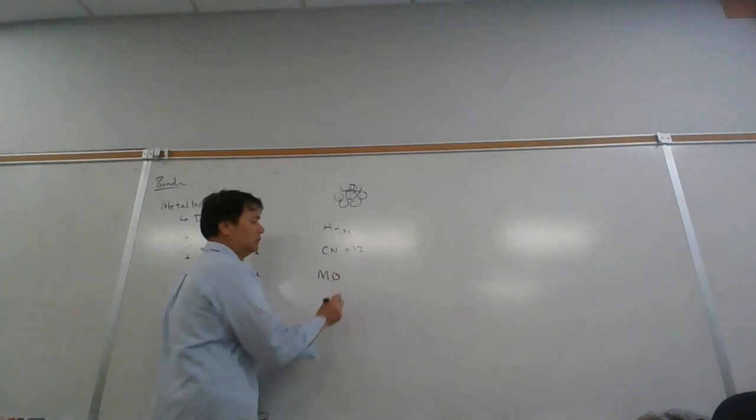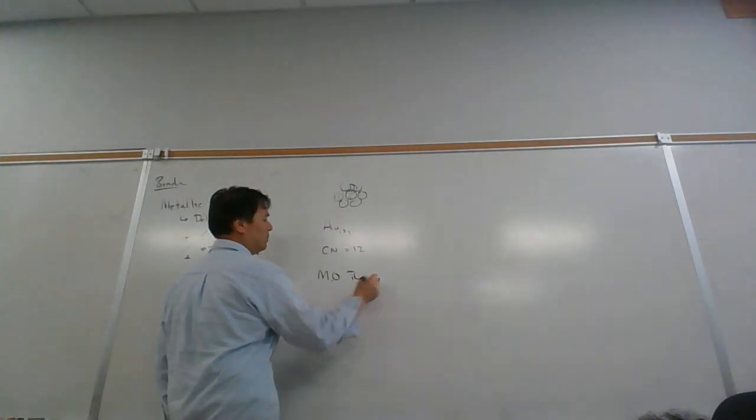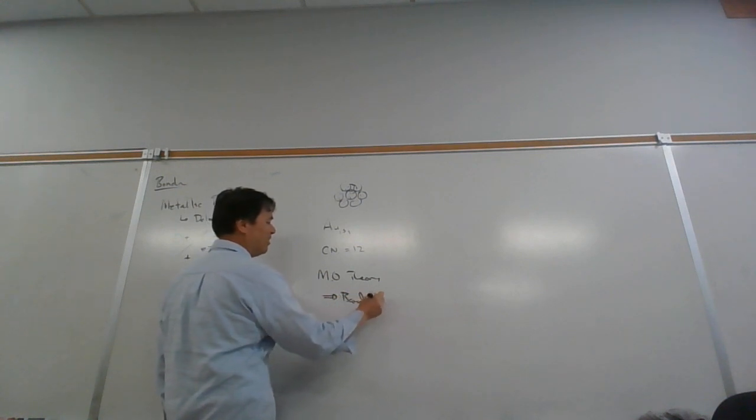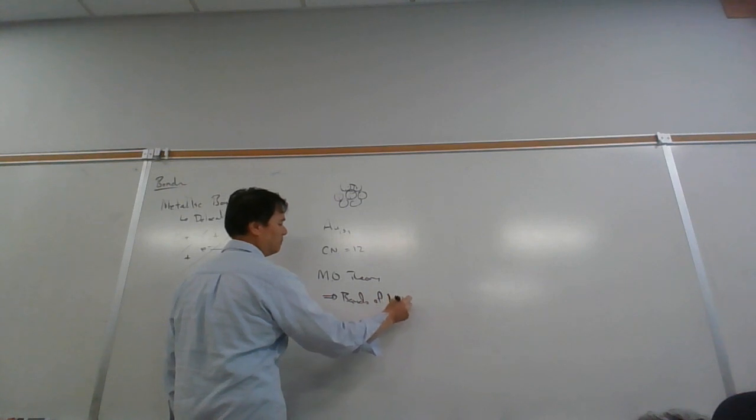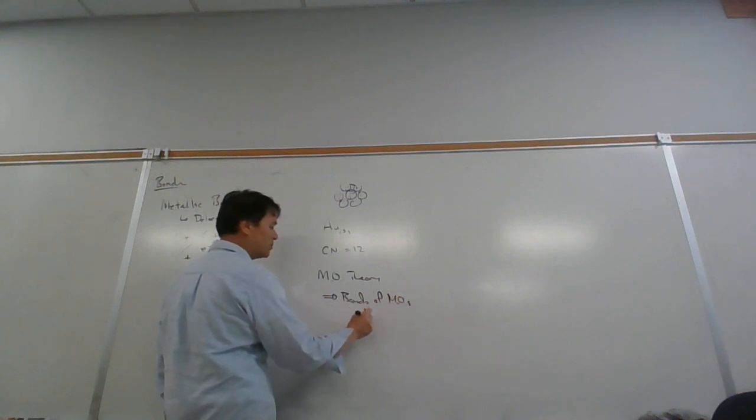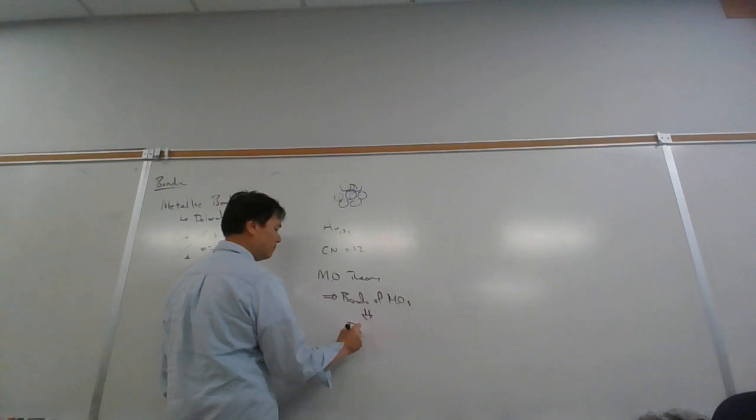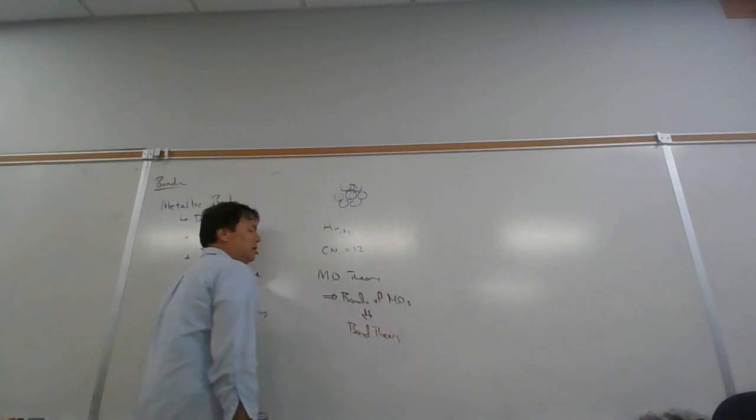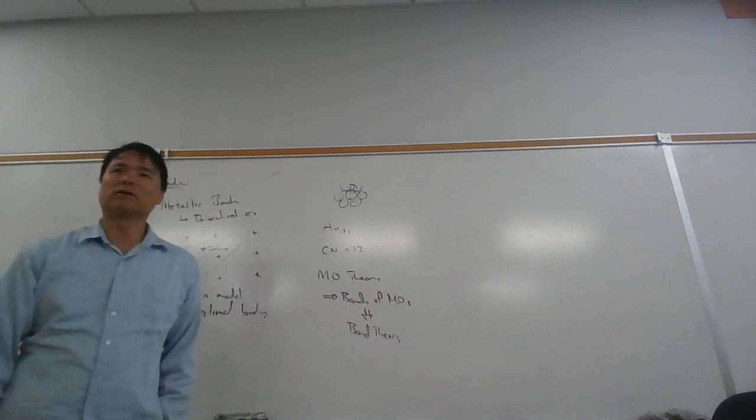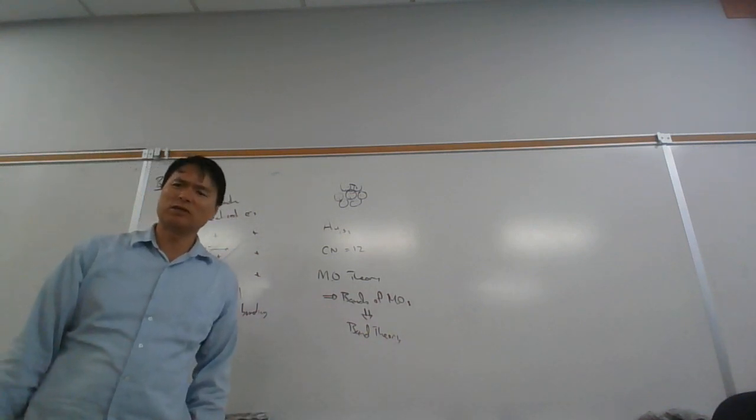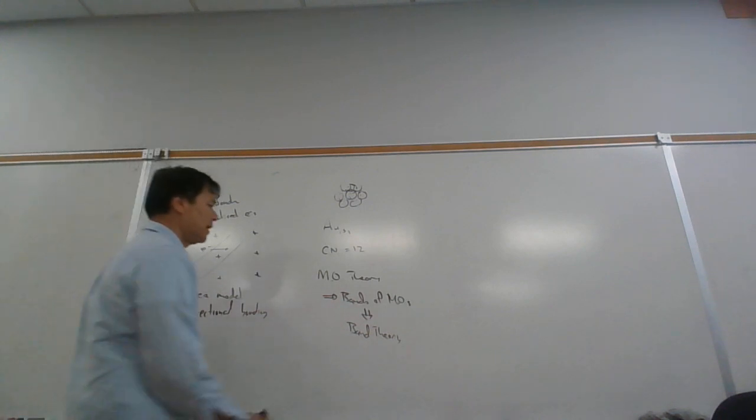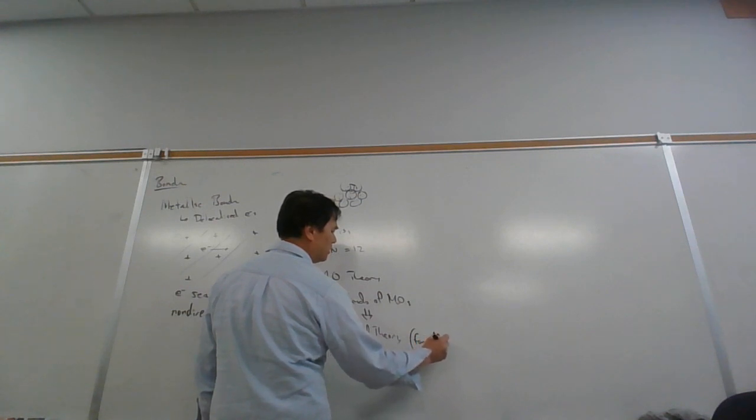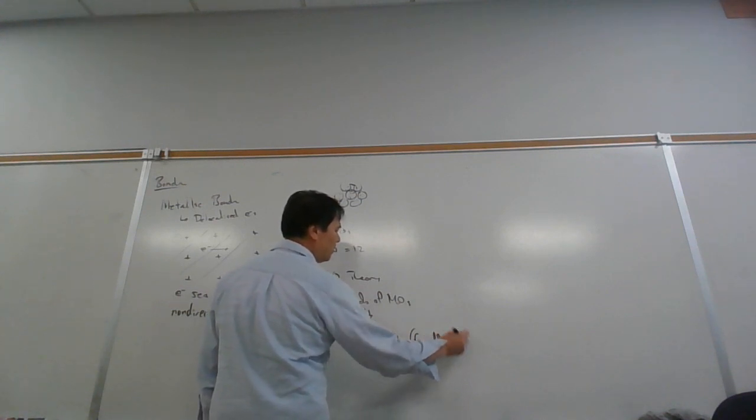molecular orbital theory. MO theory leads to what we call bands. Bands of MOs. And since we have bands of MOs, we call it band theory. It can be used not just for metals, but for all solids, because when we treat solids, it's band theory for solids. I'll just say all solids. But we haven't gotten there yet.